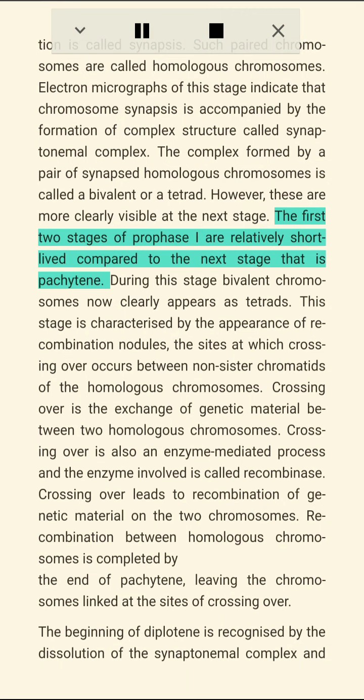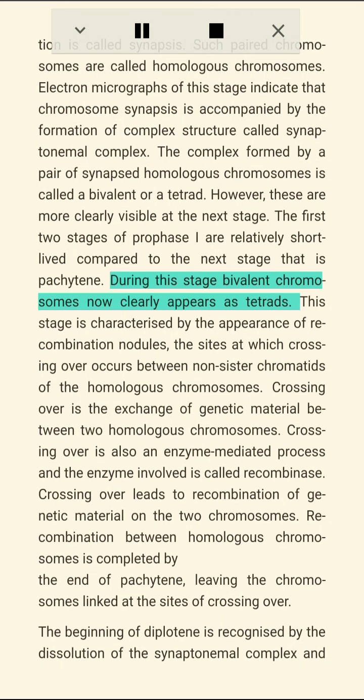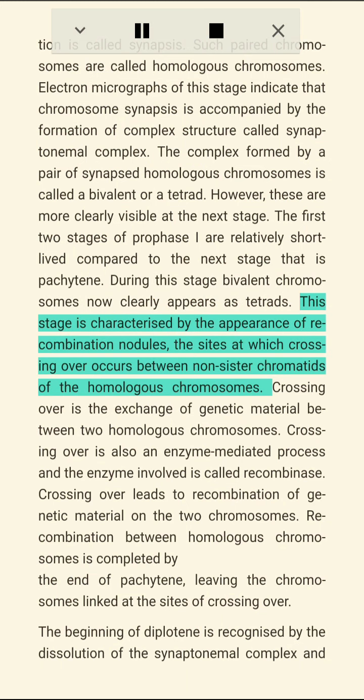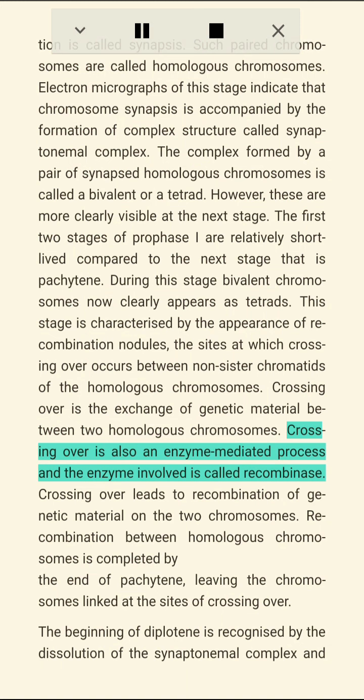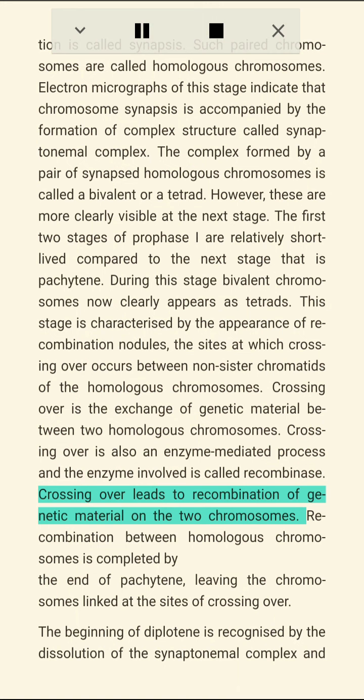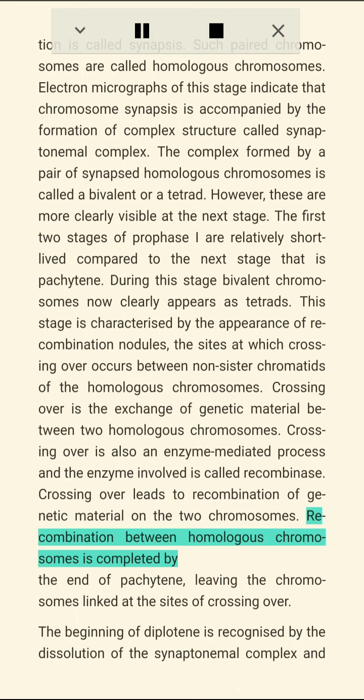The first 2 stages of prophase I are relatively short-lived compared to the next stage, that is pachytene. During this stage, bivalent chromosomes now clearly appear as tetrads. This stage is characterized by the appearance of recombination nodules, the sites at which crossing over occurs between non-sister chromatids of the homologous chromosomes. Crossing over is the exchange of genetic material between 2 homologous chromosomes. Crossing over is also an enzyme-mediated process, and the enzyme involved is called recombinase. Crossing over leads to recombination of genetic material on the 2 chromosomes.